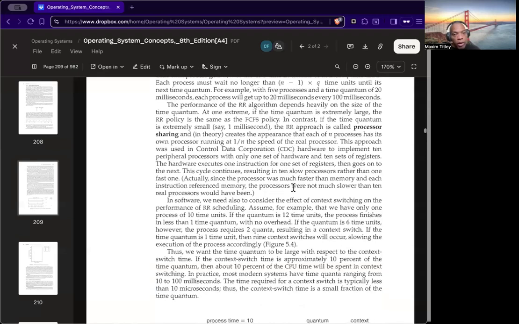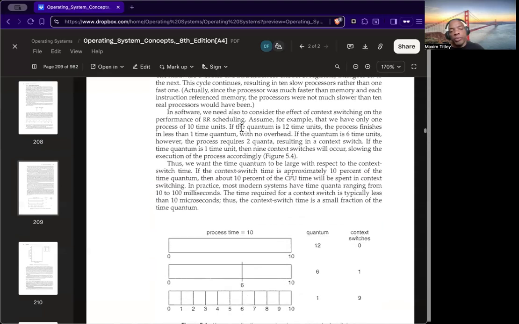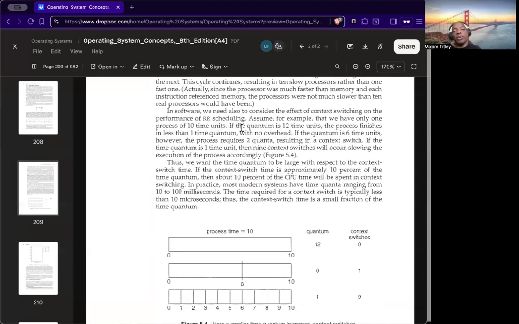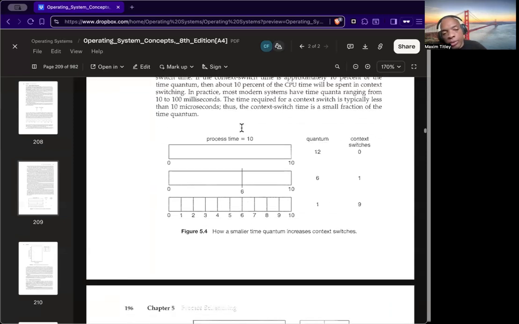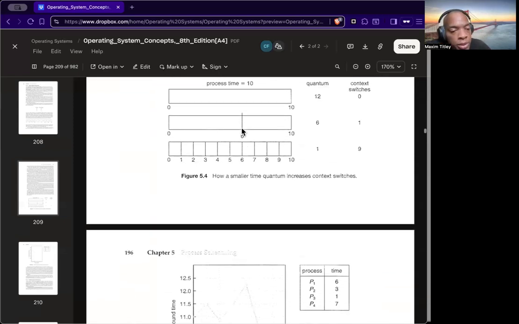So here with round robin, we have processor sharing, okay? And this is how we execute processes and complete them in that particular methodology.